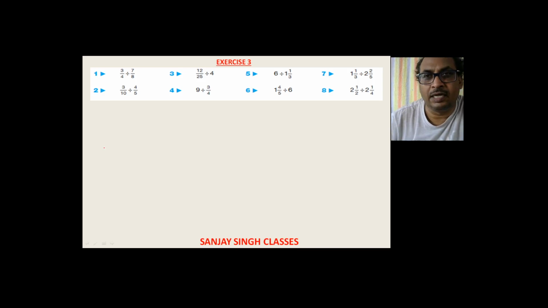So these questions are related to fractions mostly, and we have already seen questions related to multiplication of fractions in the previous exercise. Now we are going to solve the questions related to division of fractions. Okay, so question number 1 I will solve. This is 3 by 4 divided by 7 by 8.